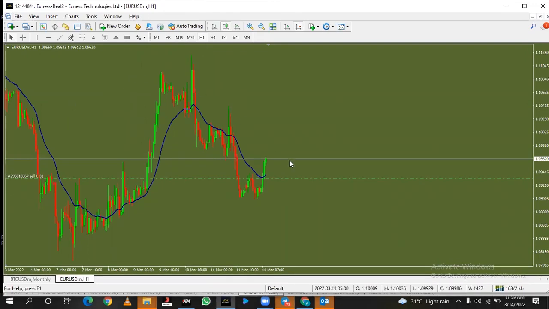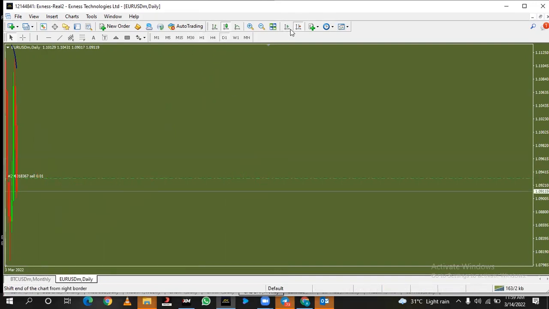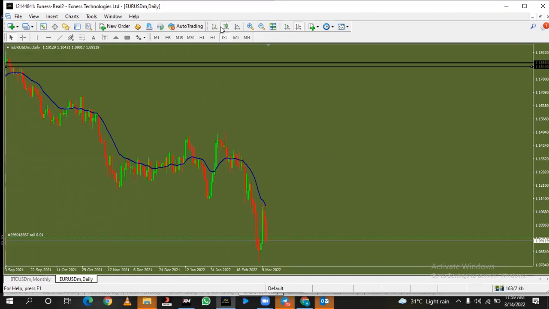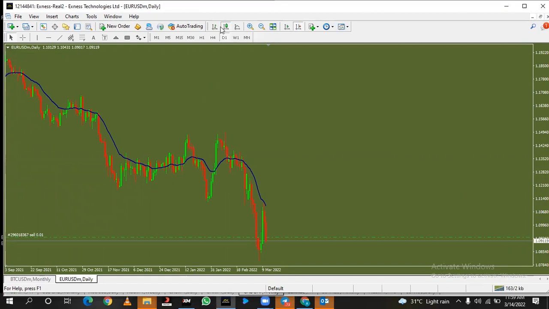Now, let me just explain EURUSD. EURUSD formed a particular pattern, an unusual pattern. Why? Because it formed a break in market structure with a bullish bar. How will you form a break in a bearish market structure?